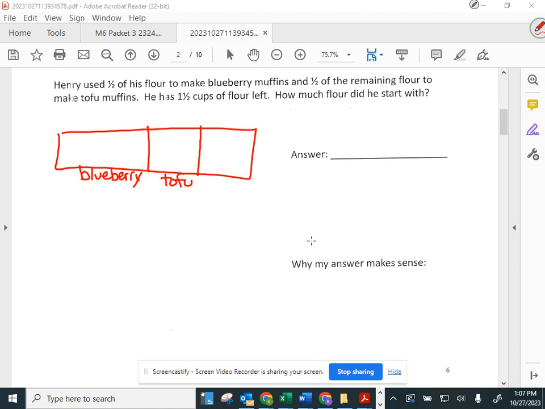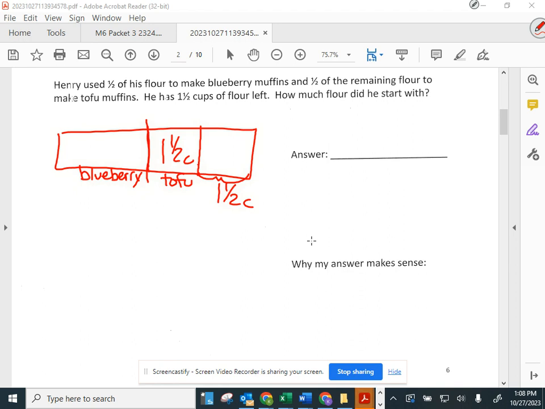He has 1.5 cups of flour left. Well, this is how much he has left, and that's 1.5 cups of flour. So if that's 1.5 cups, what's the other half going to be? 1.5 cups, right? Because it was half of his flour and half of the half was 1.5. So the other half has to be 1.5.